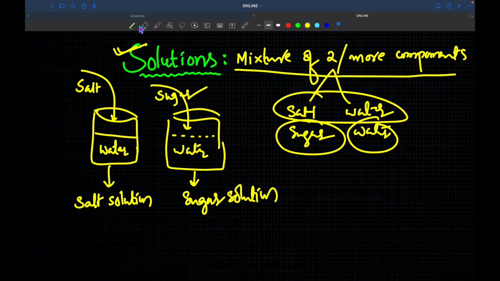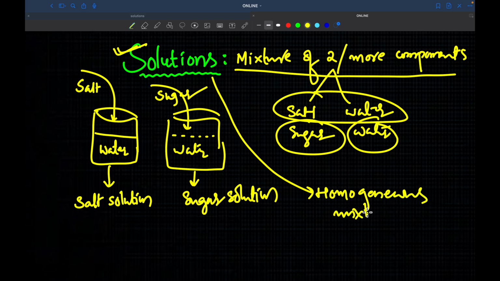And one more point to be noticed here, a solution is a homogeneous mixture. So what is a homogeneous mixture? Once you dissolve salt in water, it completely dissolves across the water. The quantity of salt throughout this water solution will be equal. That is what you call a homogeneous solution.